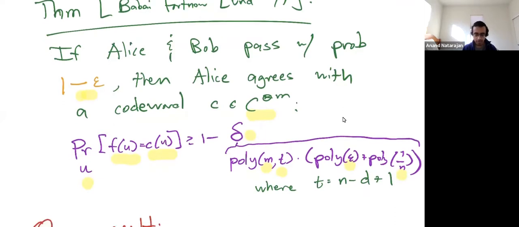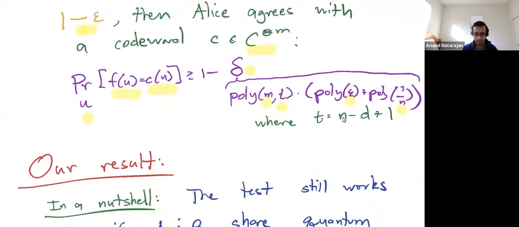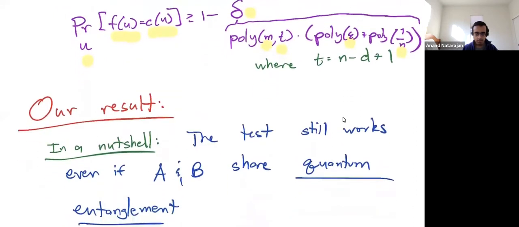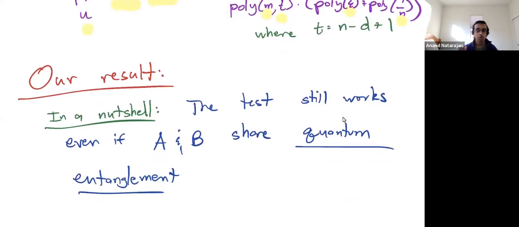Okay, so that's the classical result. So now what do we show? Our result in a nutshell is basically that this test still works even if the two provers, Alice and Bob, share arbitrary amounts of quantum entanglement. So, they're allowed to use this quantum entanglement to do whatever spooky correlations they want. They can measure it in any way they want.